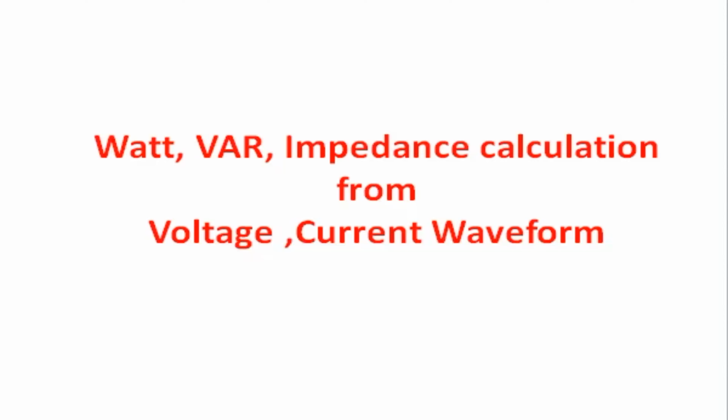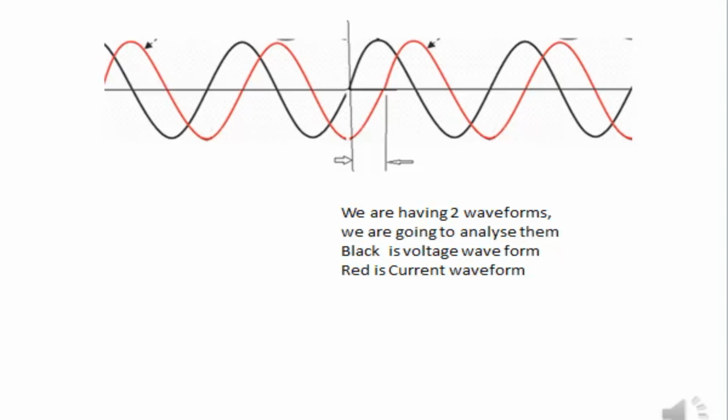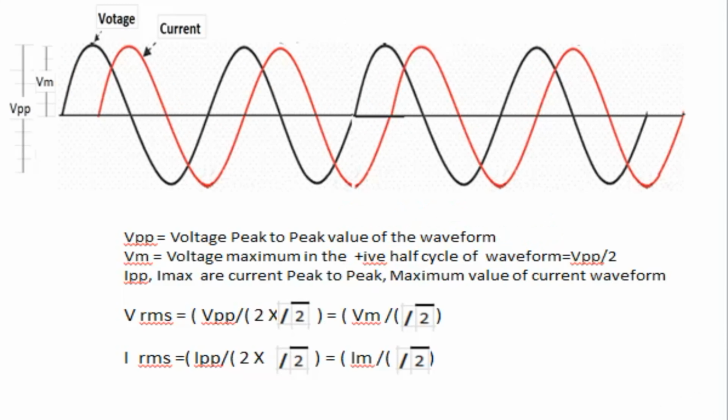Now we analyze one by one. Here we are seeing two waveforms, and we are going to analyze them. Black is the voltage waveform, and this is the current waveform. In this waveform, we have the voltage peak to peak value and V maximum value. Maximum value is the maximum in the positive half cycle of the waveform, that is equal to VPP by 2. IPP and I maximum are the current peak to peak and maximum values of the current waveform.